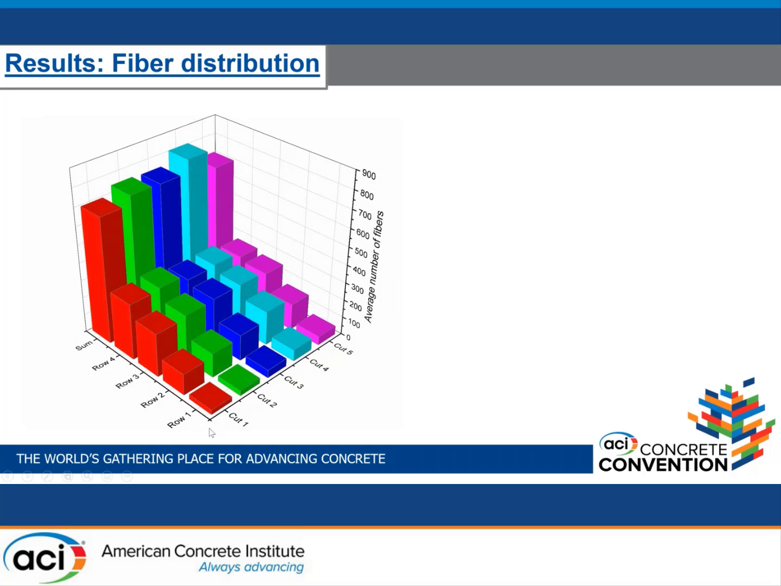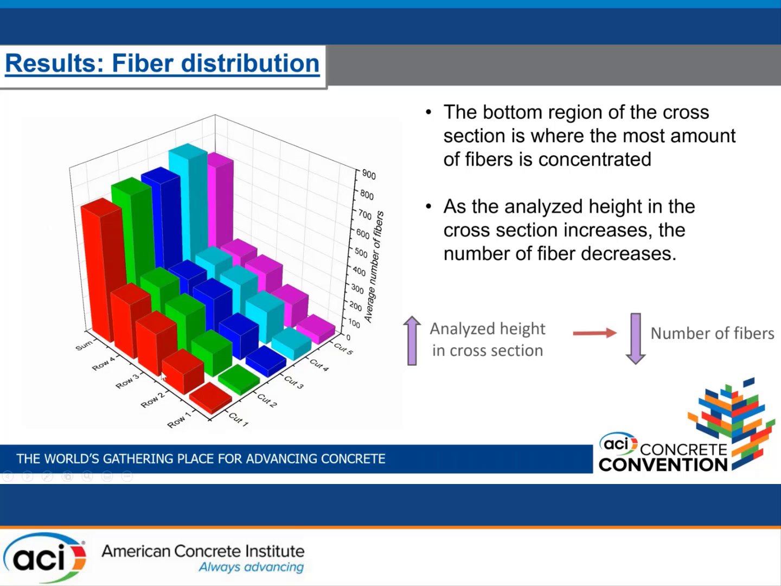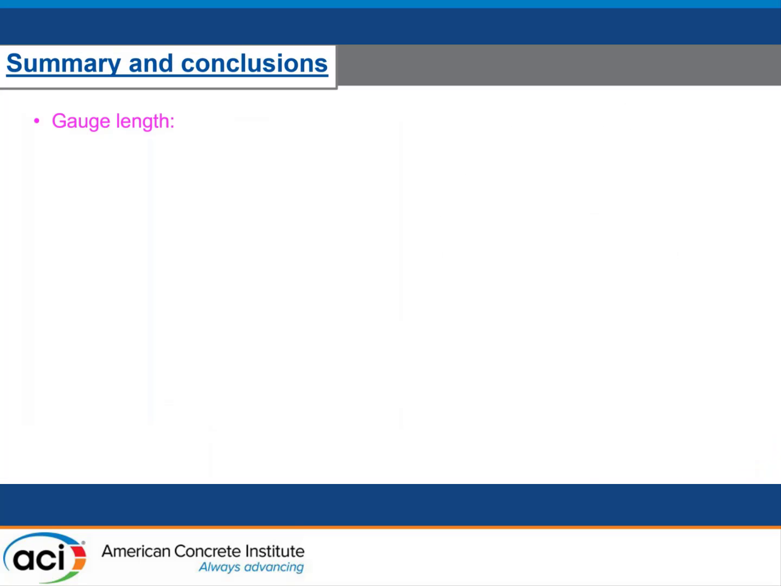Okay, so this graph right here represents the rows in the specimens. As you guys remember, row 4 is at the very bottom of the specimen cross-section and row 1 is at the very top, and we can see that there are fewer fibers at row 1 than at row 4. So as we have talked about before, as we go up in the analyzed cross-section, the number of fibers actually decreases.